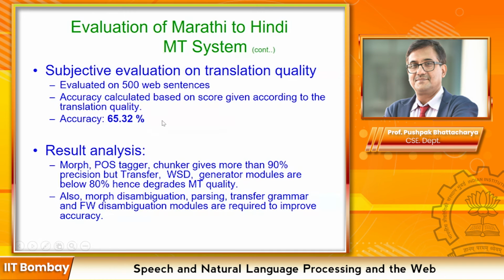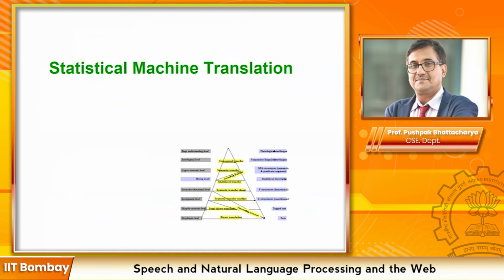So the evaluation was on 500 web sentences. The evaluating body gave us 500 web sentences and asked us, tell us what is your accuracy. So we got about 65.32 at that point of time. Now the accuracy is much higher, because Marathi and Hindi are closed languages. If you have a lot of data, then you can really arrange for high quality translation. And we now have more than 1.5 lakh parallel sentences.